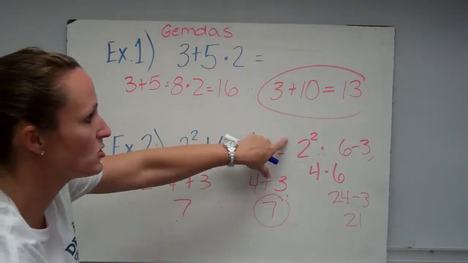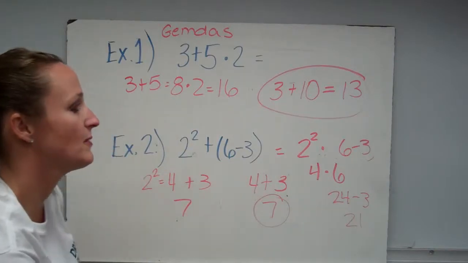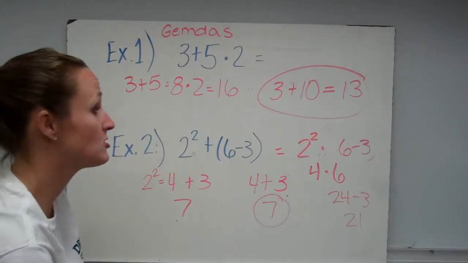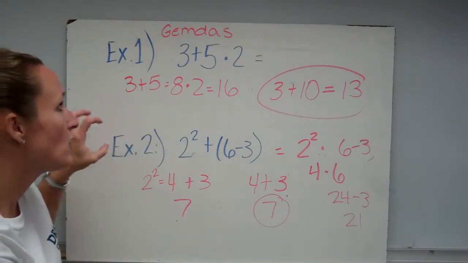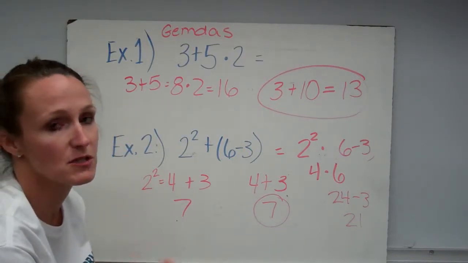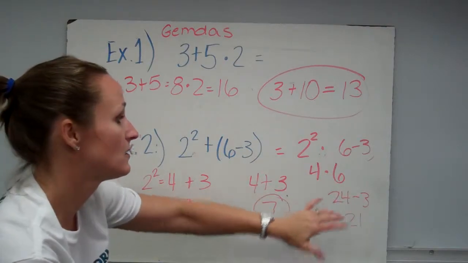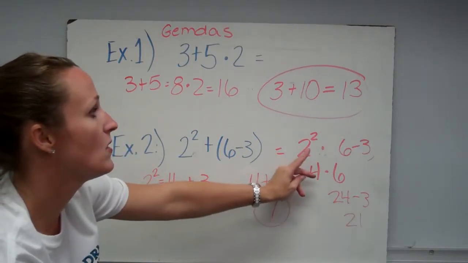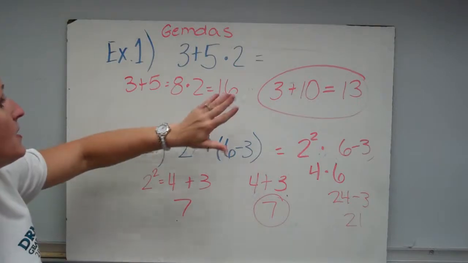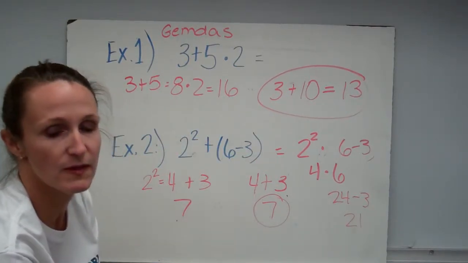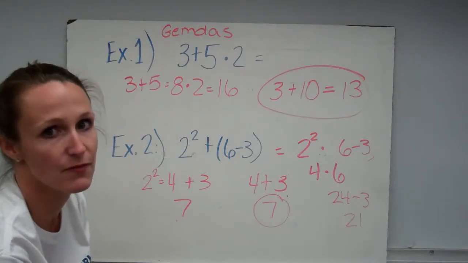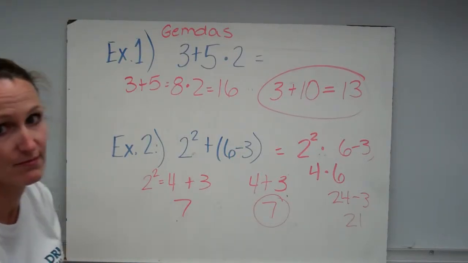Well, what if I had done 2 squared times just 6 minus 3? I would have done 4 times 3 and gotten 12, which is nowhere near the correct answer. So this is how order of operations affects us. We can get 21, or we could have gotten 12. Up here we got 16, or we got 13. So it is very important that you're paying attention to the order of the operations you are solving.